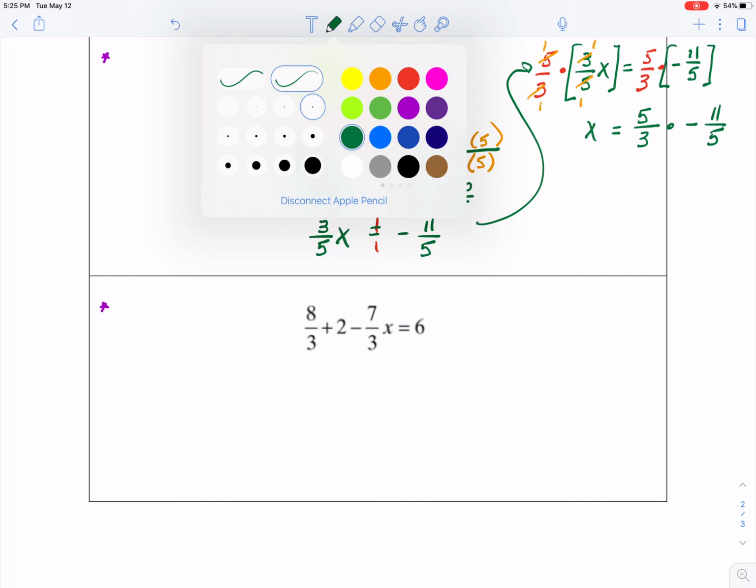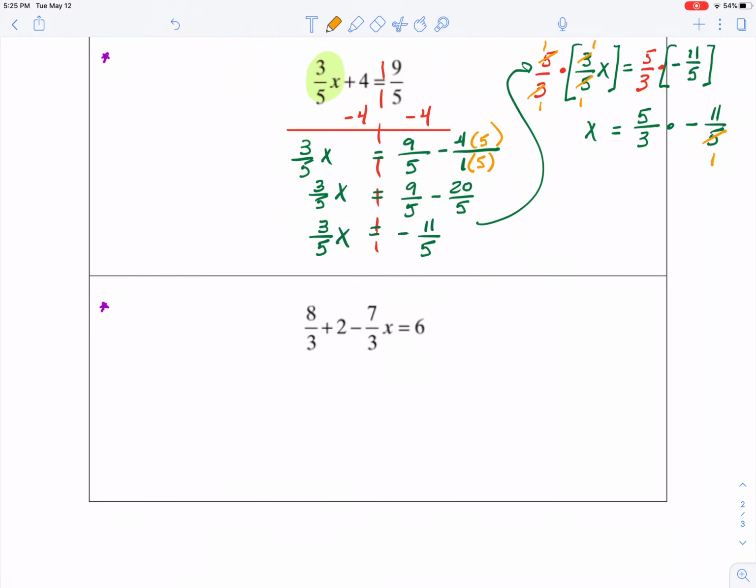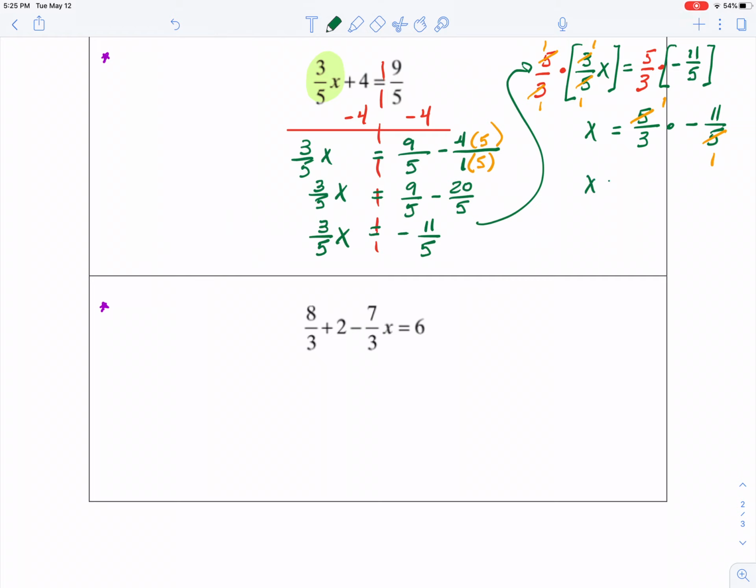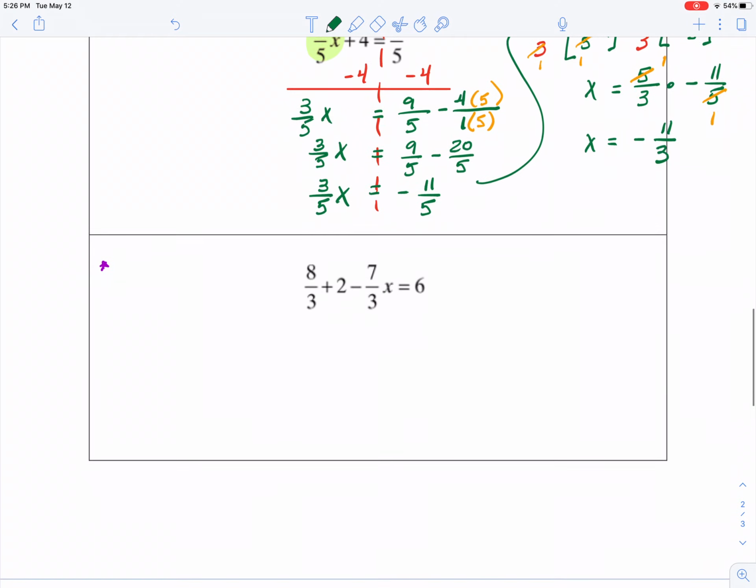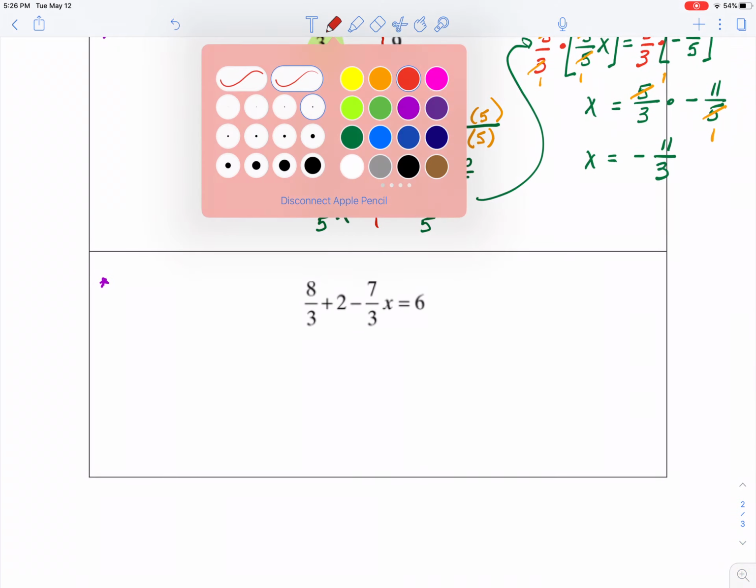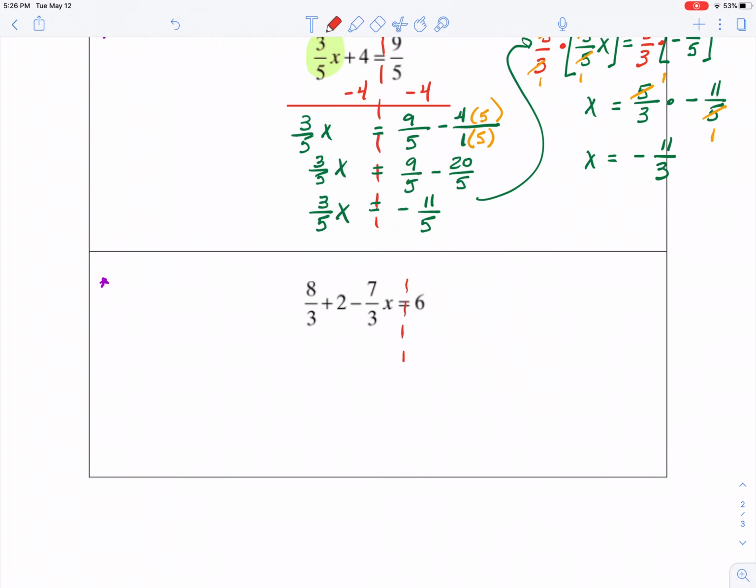I can see that those 5's are going to cancel out. So it looks like my answer here will be negative 11/3. All right, so one last one before I stop this. On this last one, I'm looking at the left-hand side. Again, let me draw you my dotted line here so you can distinguish left side from right side.